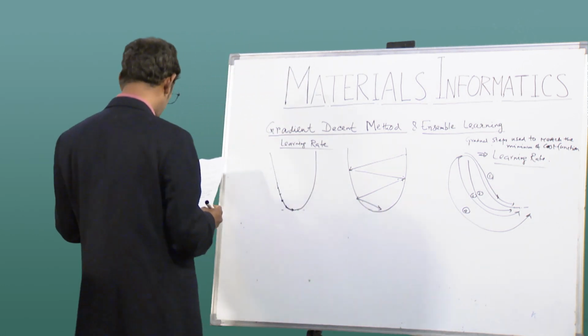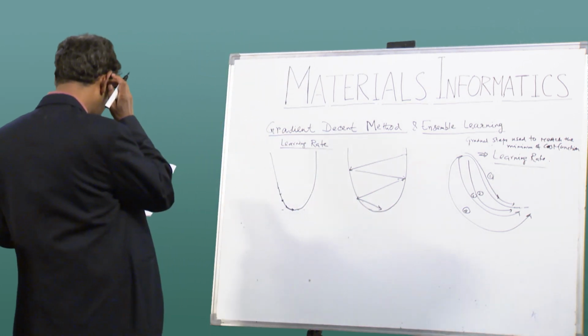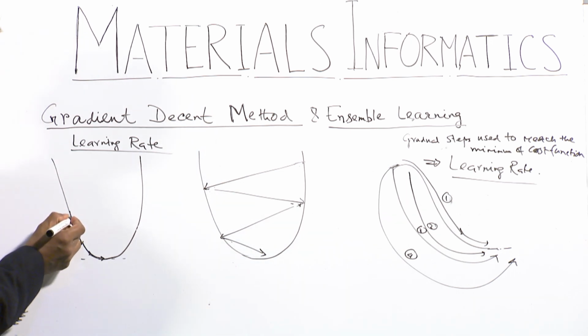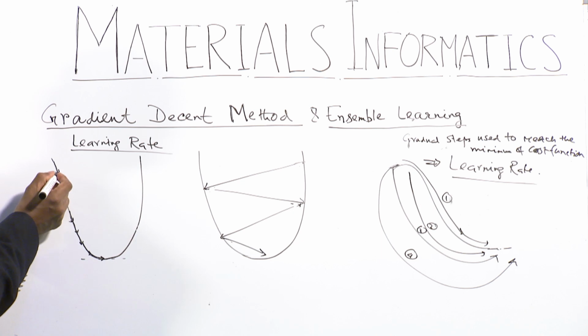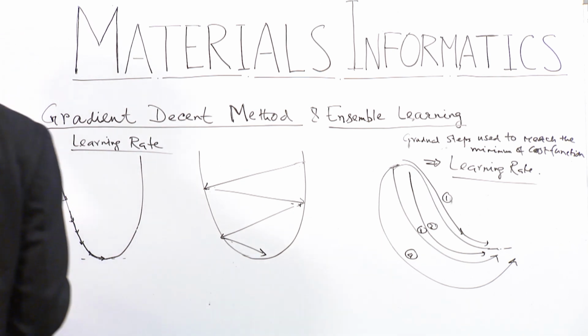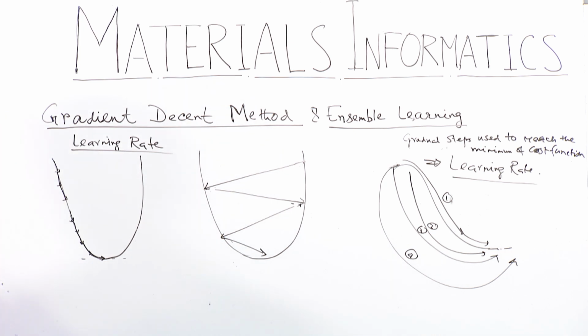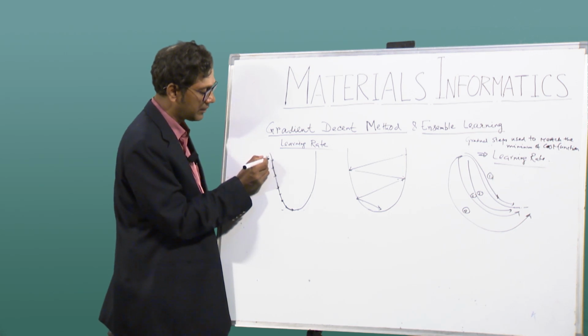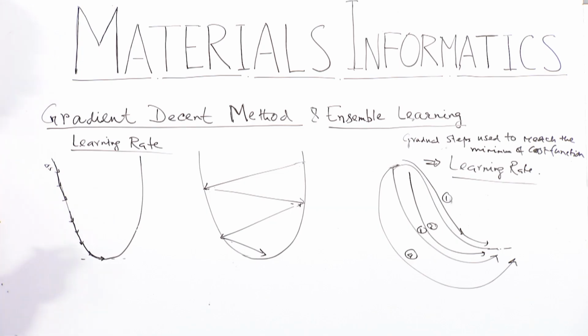So, let me explain these aspects. If the rate is very small, like this, let us say I am coming down from here, I have taken a very small step, correct. If the rate is too small, what will happen? The algorithm will take tiny steps, very small steps. Remember this, it is taking this small step, let us say delta s, a very small step.